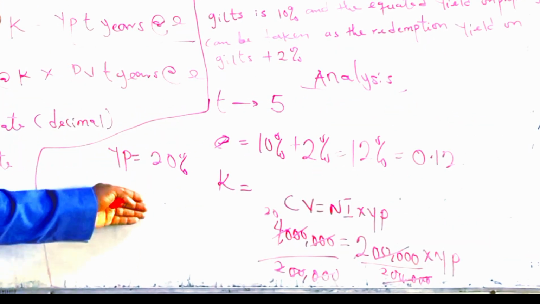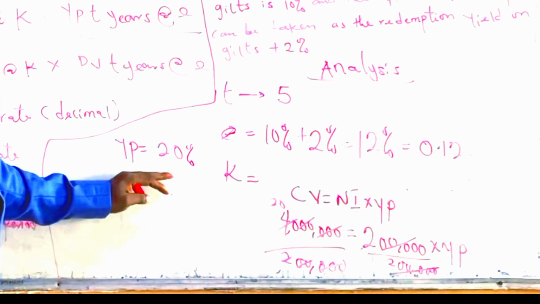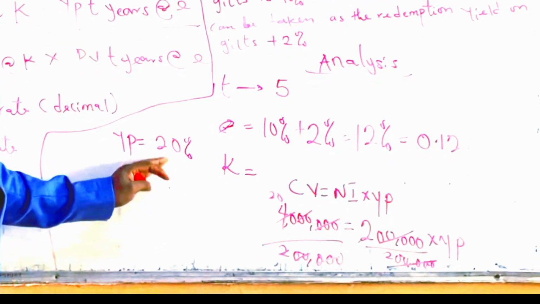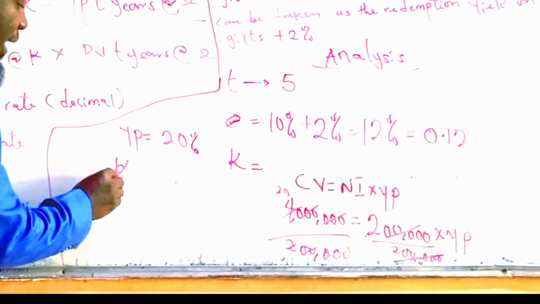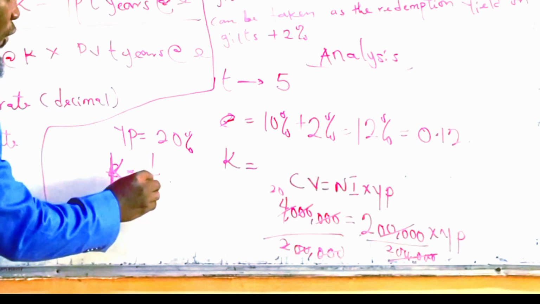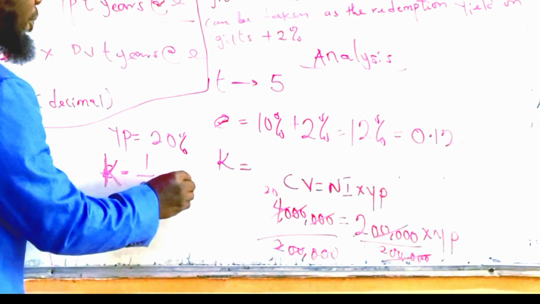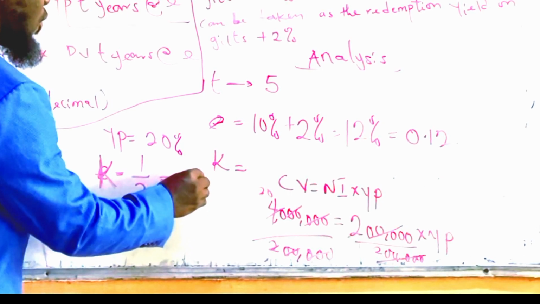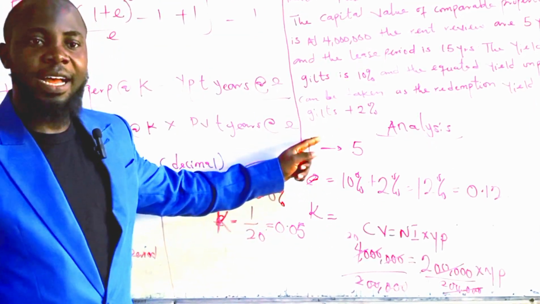Now we have 20 after dividing 4 million by 200,000. This value that you have now, this is your 20. Just use it to divide 1. You have the answer. So your K, capitalization rate, will now be 1/20. And 1/20 will give you 0.05. Now we have seen our K, we have seen our E, and we have seen our T.